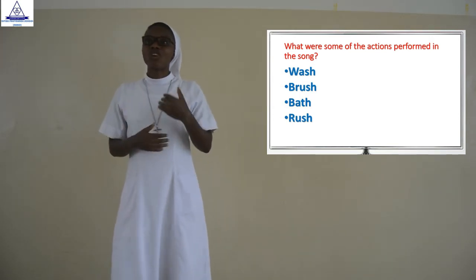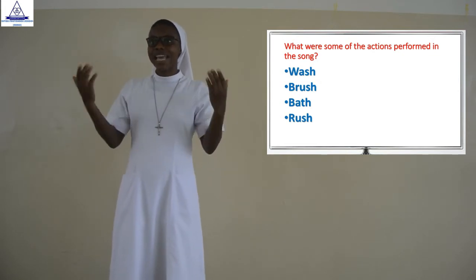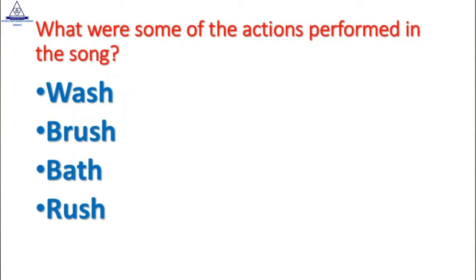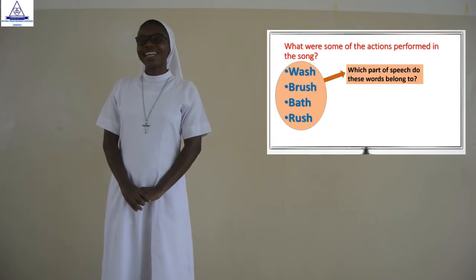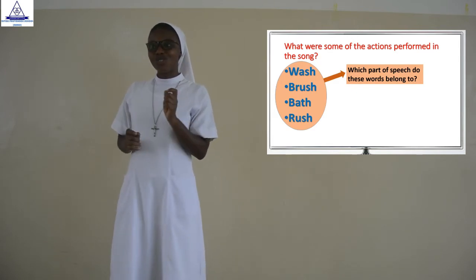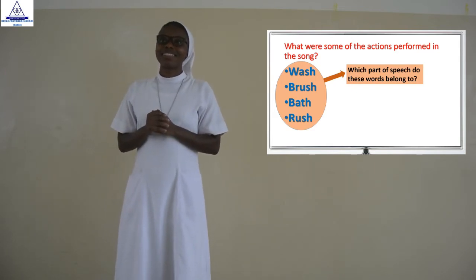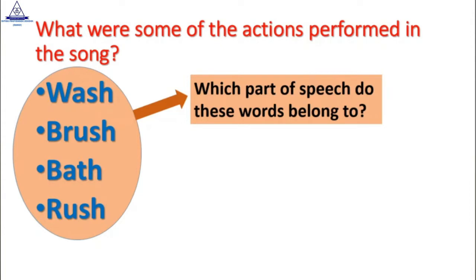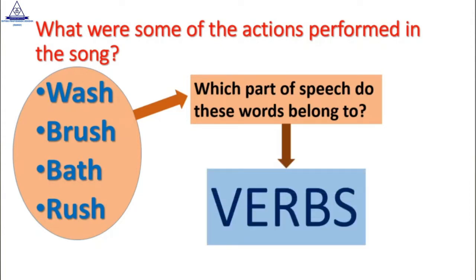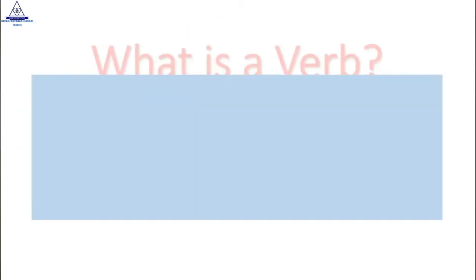Very good. Now, let's go back to the actions we mentioned earlier on. Wash, brush, bath, and rush. Which part of speech do these words belong to? I know Mr. Samuel has taught you parts of speech. So these words belong to the part of speech known as verbs. Now when we say verb, what is a verb?